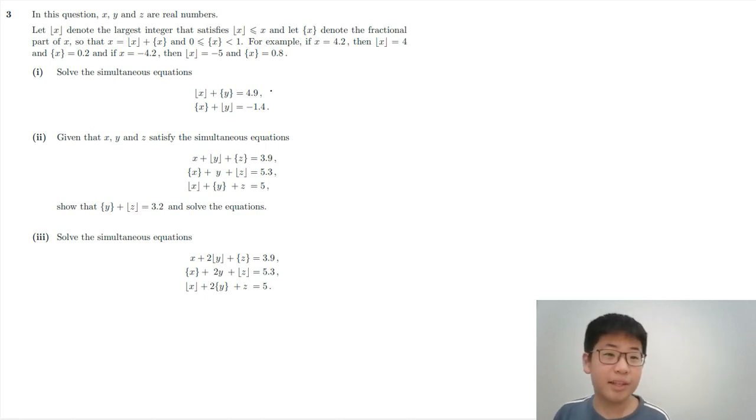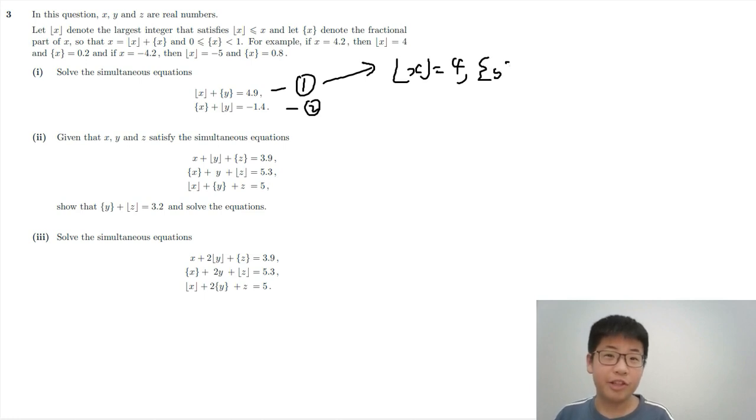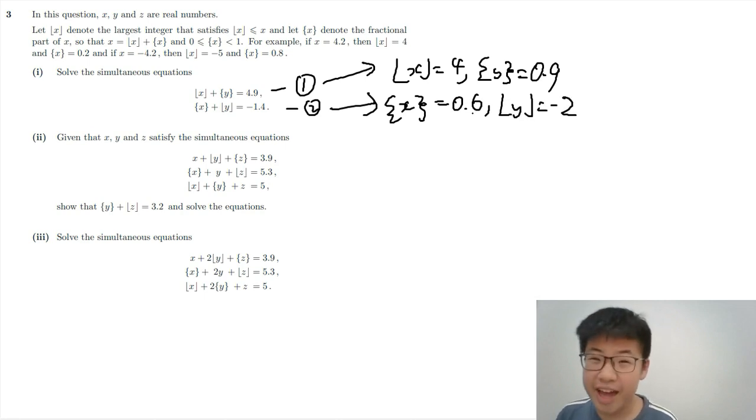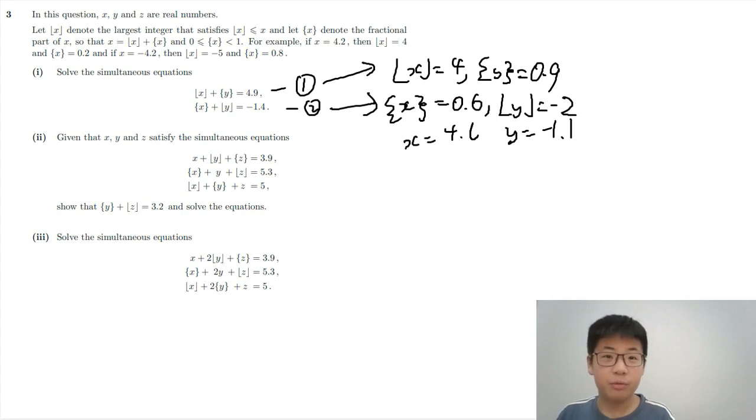So let's number these equations, 1 and 2. From equation 1, we can deduce that floor x equals 4 and fractional y equals 0.9. And from equation 2, we can conclude that fractional part of x equals 0.6 and floor of y equals negative 2, because you add these two up, you get negative 1.4. So this means if we add it up, y equals negative 1.1 and x equals 4.6.